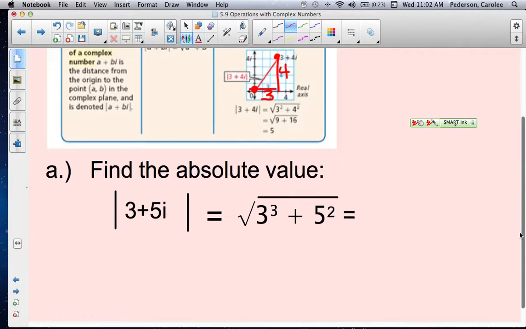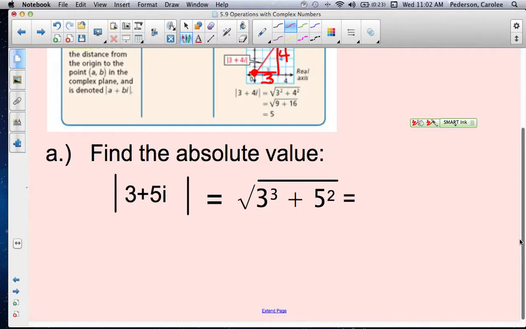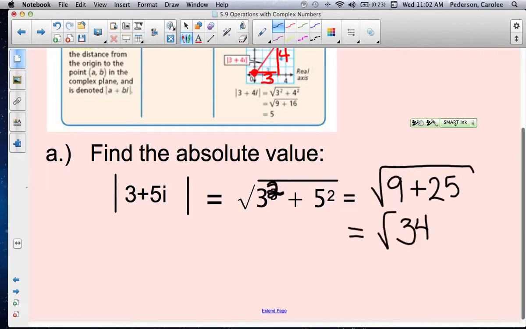So let's go down to this example here. Find the absolute value of 3 plus 5i. So all you really need to do is square, so 3 squared plus 5 squared. So 3 squared is 9, 5 squared is 25, and now we square root it, and we get the square root of 34. So the absolute value of 3 plus 5i is the square root of 34. You can't reduce any farther than that because of that radical.